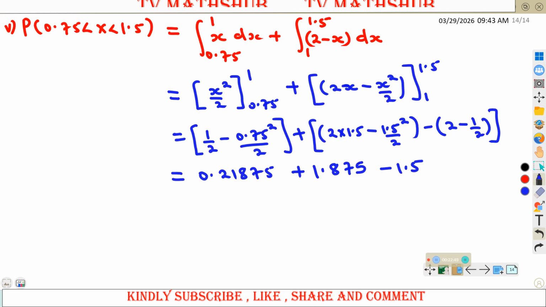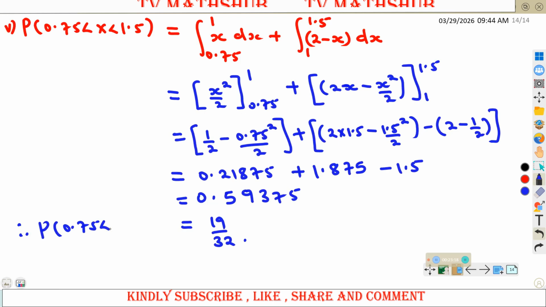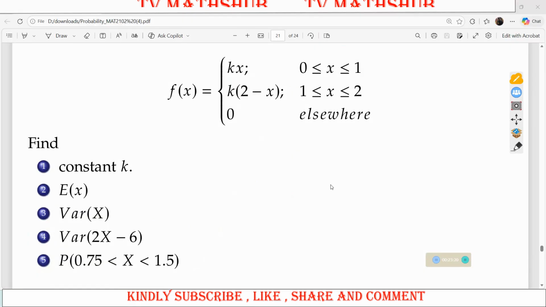That will give us the answer as 0.59375, which is actually the same as 19 over 32. So therefore, the probability of 0.75 < x < 1.5 will be equal to that. So from there, we shall have answered this question.